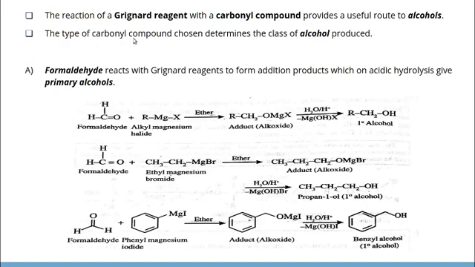So the type of carbonyl compound chosen determines the class of alcohol produced. That means if we vary the carbonyl compound, we will get different types of alcohol. That means primary, secondary, tertiary alcohol. That depends upon the structure of carbonyl compound. If we take formaldehyde that reacts with Grignard reagents to form the addition products, that means first we will get an adduct which on acidic hydrolysis gives primary alcohol.